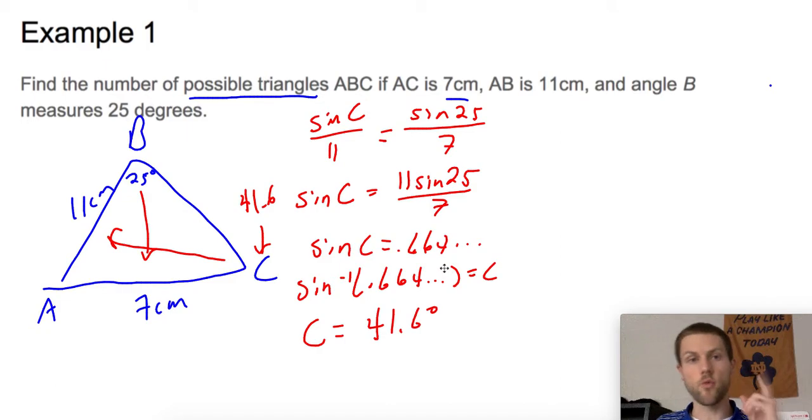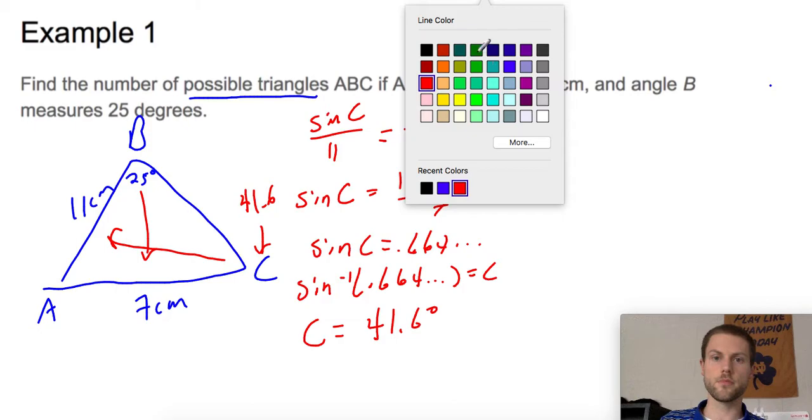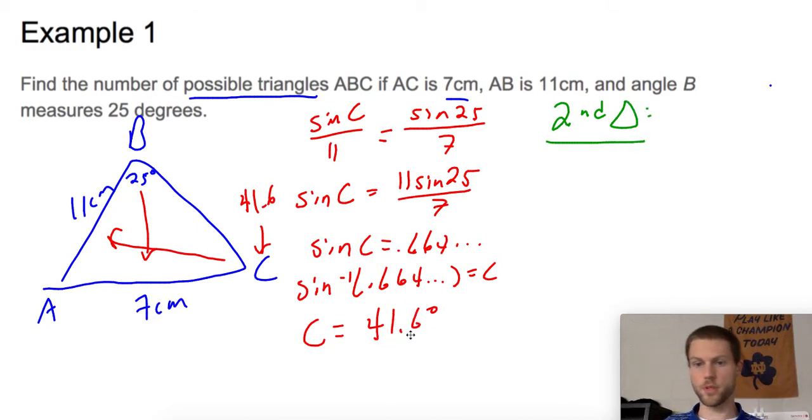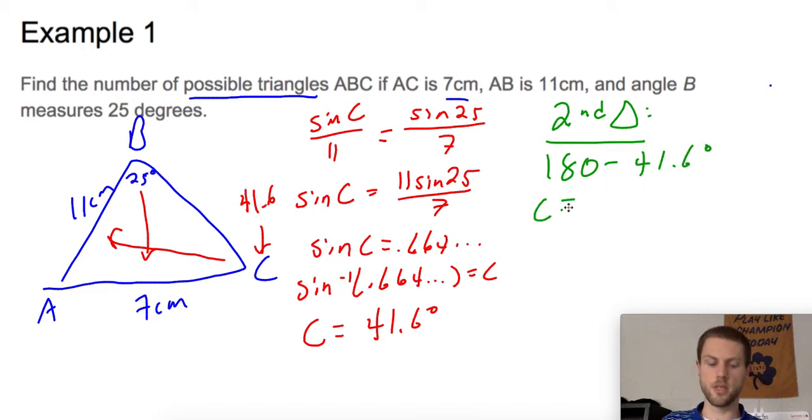So that guarantees I already have one way of making this triangle. Now I just need to check if there's a second way. So let's do that by doing a second triangle check. In order to have a second triangle, I'm basically using this 41.6 acute angle as my reference angle for the obtuse angle with the same sine. So I'm going to take 180 degrees and subtract 41.6 degrees, and that should come out with C could also be 138.4 degrees. So let's just check.